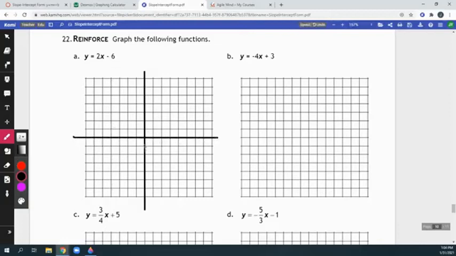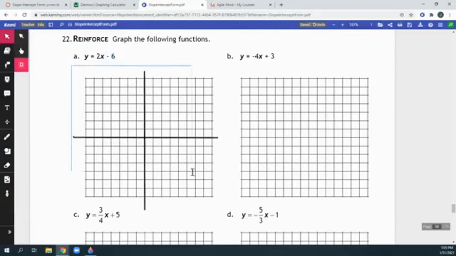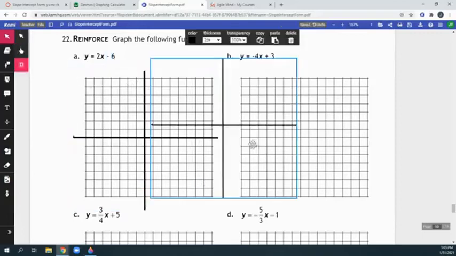So negative 6 is 1, 2, 3, 4, 5, 6. Let's mark that with a 6. That one? 1, 2, 3, 4, 5, 6. Very good. Actually, no. I'm going to copy and paste this because it'll save me time. Boom. Control-C, Control-V.